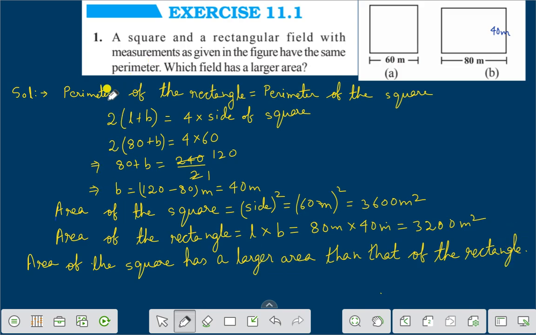Again, it is given that perimeter of the rectangle is equal to perimeter of the square. Perimeter of the rectangle is 2 into length plus breadth, equal to perimeter of the square, 4 into side of the square. That is 2 into 80 plus b is equal to 4 into 60. Therefore, we are getting b as 40 meter. The area of the square is side square, that is 60 into 60, that is 3600 meter square. And area of the rectangle is equal to length into breadth, that is 80 meter and 40 meter, that is 3200 meter square. Therefore, you can say that the area of the square is larger than that of the rectangle.